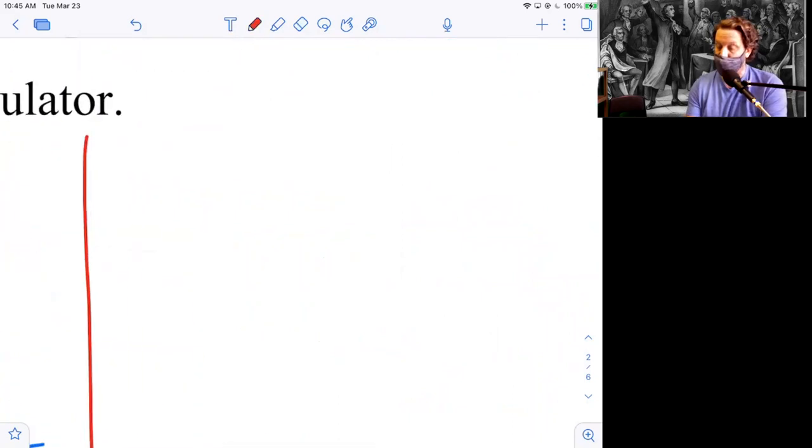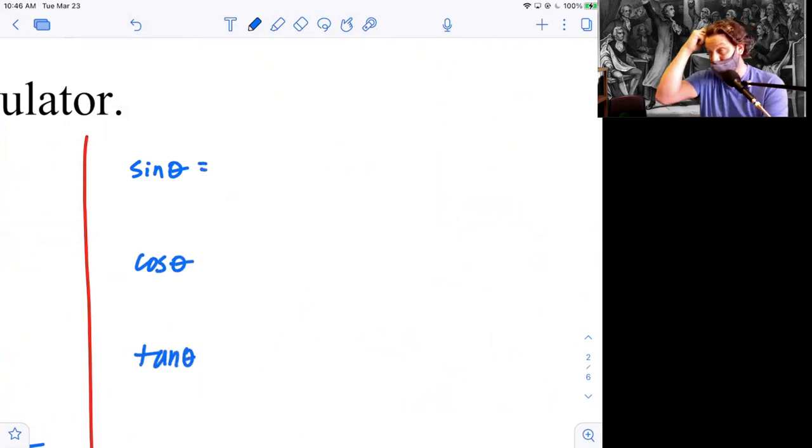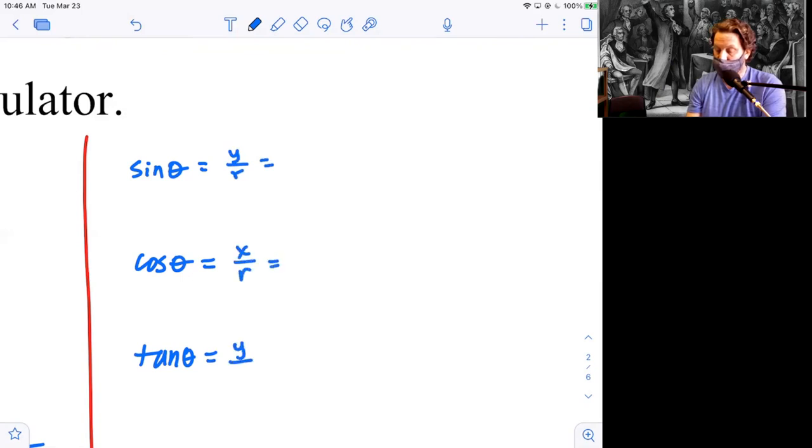Get in the habit of doing this. Let's list your SOHCAHTOA first. Sine of theta, cosine of theta, tangent of theta. And if you want, in the beginning, you can put the definition behind them. Sine is y over r, cosine is x over r, tangent is y over x. If it helps you to write the definition in terms of x, y, and r, that's fine.